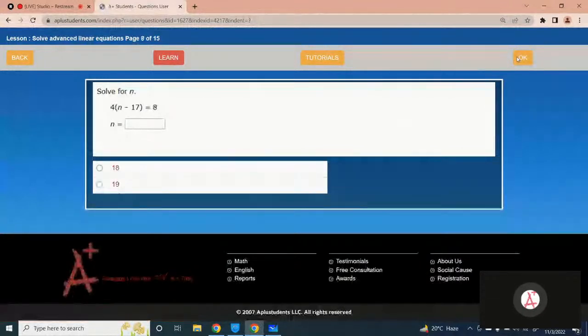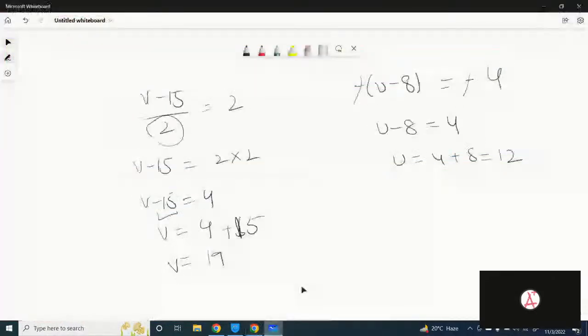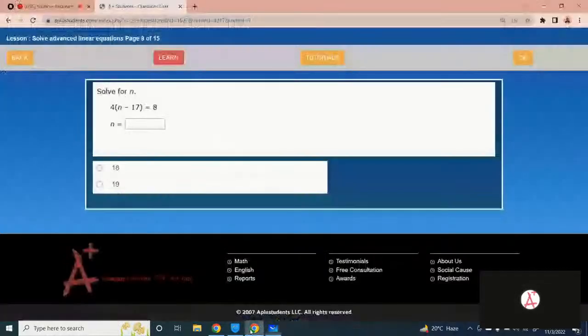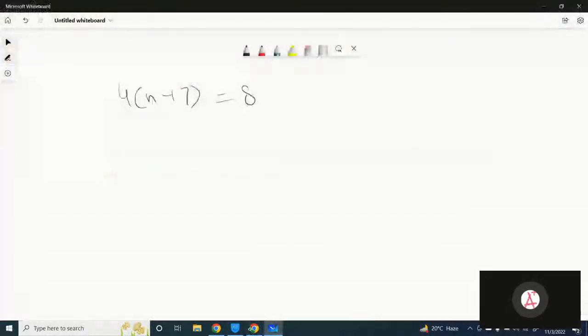Okay, 4 times n minus 17 equals 8. Okay, just multiply. Let me just confirm it, yes. Okay, let's just multiply 4 with n, so it would be 4n. Now just multiply 4 with 17, so it would be 68. 4n minus 68 equals 8.